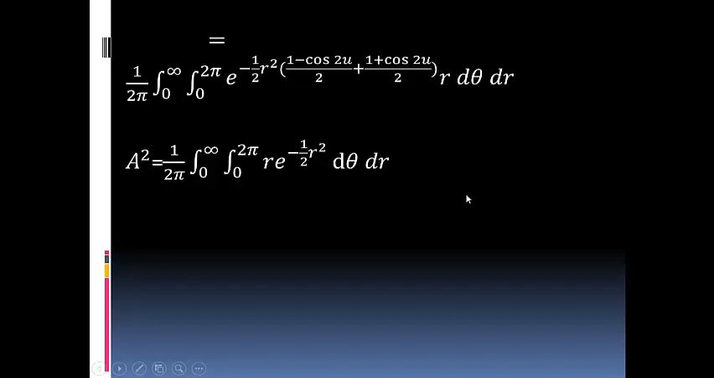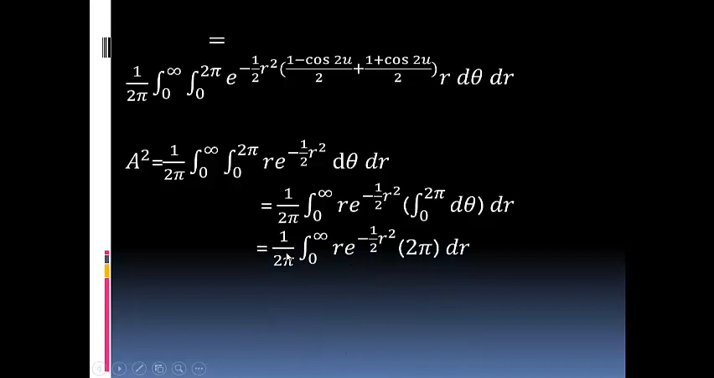And then by integration, we have 1 over 2 pi times the integral of r e to the power of negative 1/2 r squared times the integral of d theta evaluated from 0 to 2 pi dr. So we get the integral of d theta, since the integral of d theta evaluated from 0 to 2 pi is equal to 2 pi. So we get 1 over 2 pi times the integral of r times e to the negative 1/2 r squared times 2 pi dr.